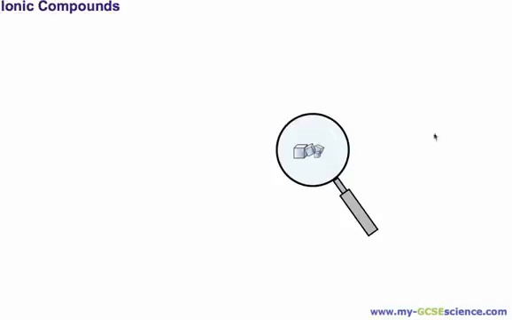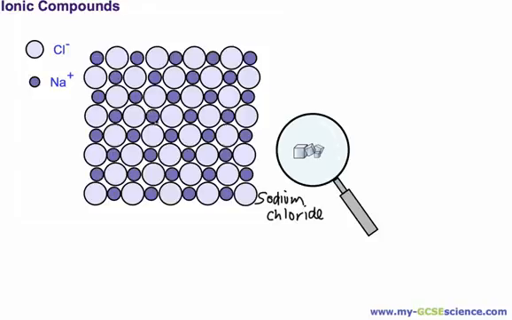The first thing we're going to look at is, this is supposed to be a magnifying glass looking at some common table salt, some grains of salt, and as we know, salt is actually the compound sodium chloride. Now if we were to look in a great amount of detail at the structure of the particles in sodium chloride, you would notice it looks a little something like this.